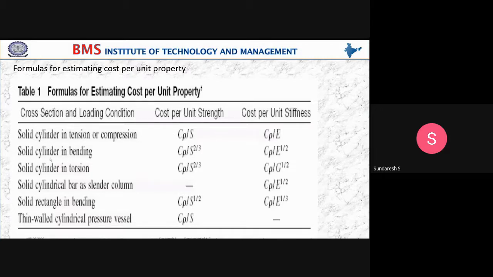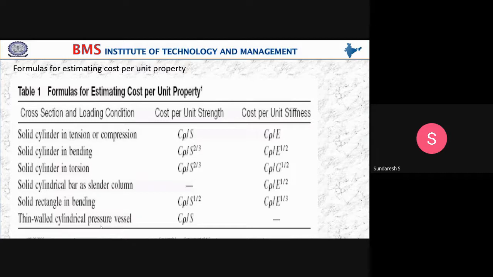In a similar way, we have a solid cylinder in bending, a solid cylinder in torsion, a solid cylindrical bar as a slender column, a solid rectangle in bending, and a thin wall cylindrical pressure vessel. There are many cross sections given, and correspondingly the load conditions. Because different cross sections under different load conditions have different formulas for calculating the cost per unit strength, this table is very important for you. Please make a note of these things.